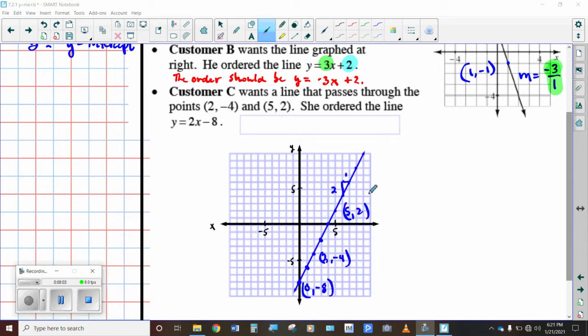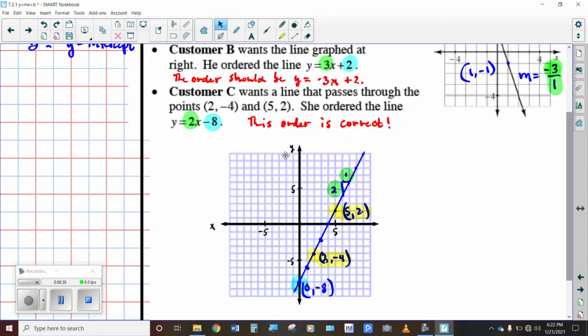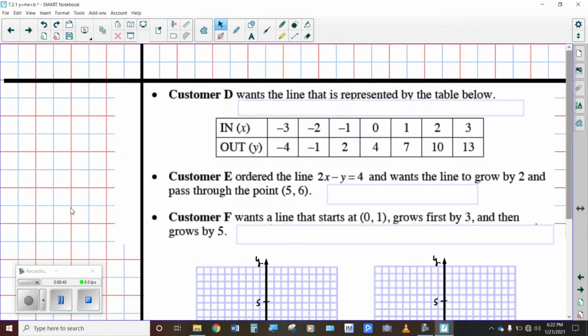All right, so a couple things that I've noticed here. First off, the y-intercept of our line is at (0, negative 8), and the growth rate is positive 2, right? So there's your y-intercept. Here's your growth rate that coincides with what we have, our rise over the run. It goes up 2, 1 to the right. And notice that this does actually pass through (2, negative 4), and it passes through (5, 2). Therefore, we can conclude that customer C has done a splendid job. This order is correct and can go ahead and be shipped. See how much fun this is? I thought you'd like it.